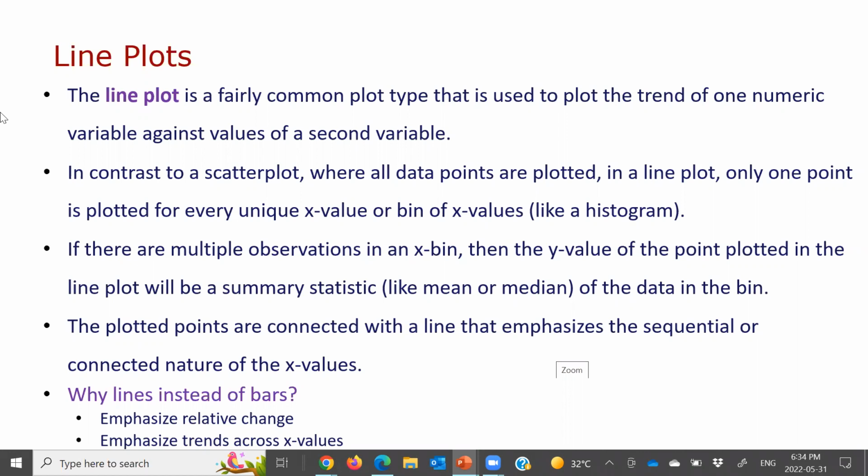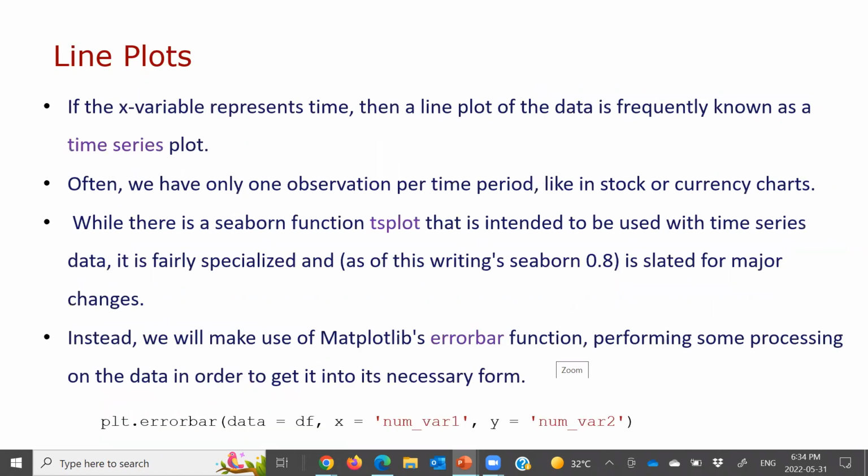So a line plot is a fairly common plot type that is used to plot the trend of one numeric variable against the values of a second variable. It uses lines instead of bars to emphasize relative change, to emphasize the trends across X values. So this one here, let me show you.